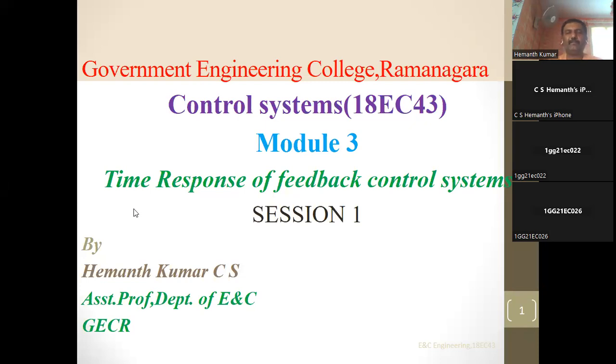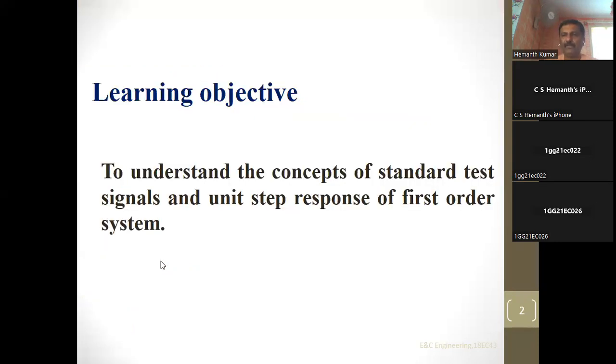Like, what parameters we have been discussing are associated with module 4. Next, we need to concentrate on the time response of feedback control system. Majorly, it is concerned with the stable system. That you need to understand clearly.